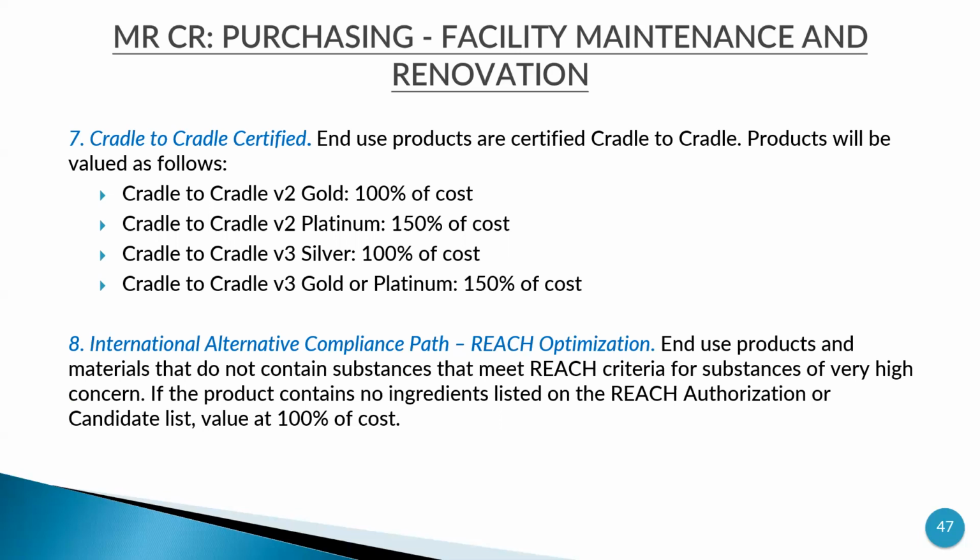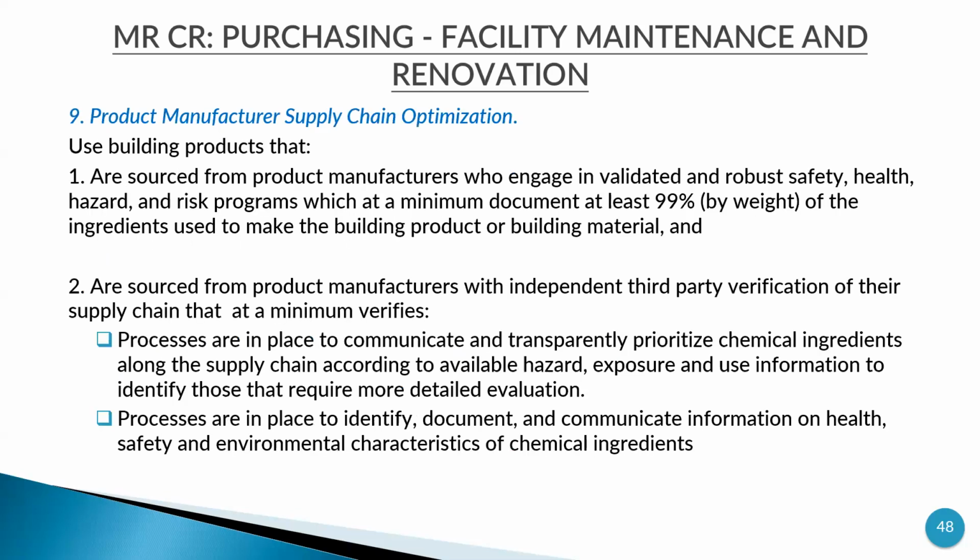This is for furniture. Okay, so that is why. Same thing, International Alternative Compliance Path, again 100% of the cost, REACH. Product manufacture supply chain optimization, this is for building products, again valued at 99%.